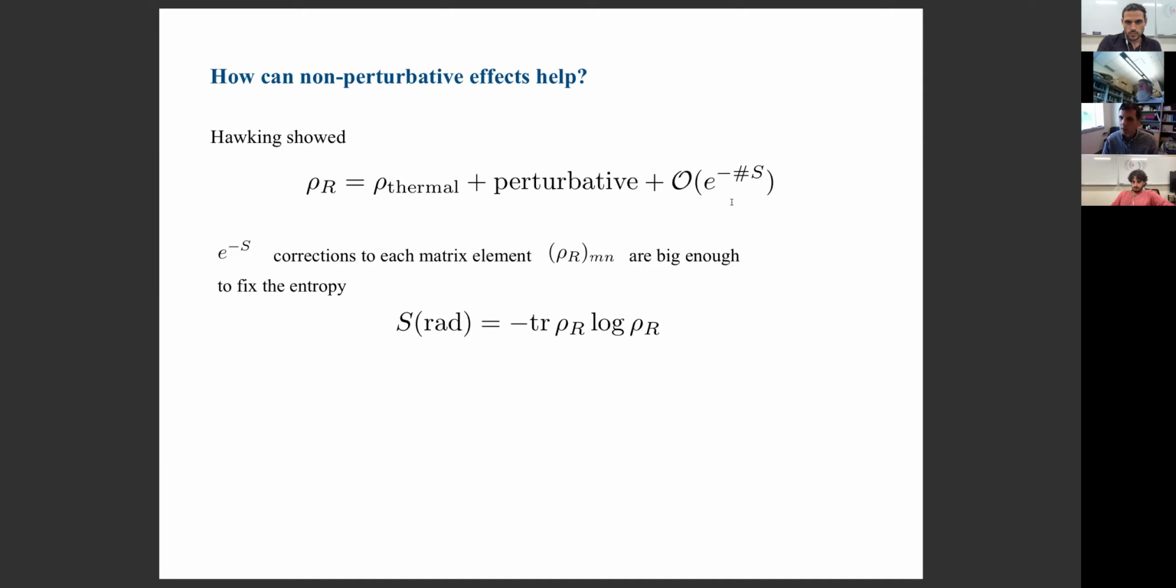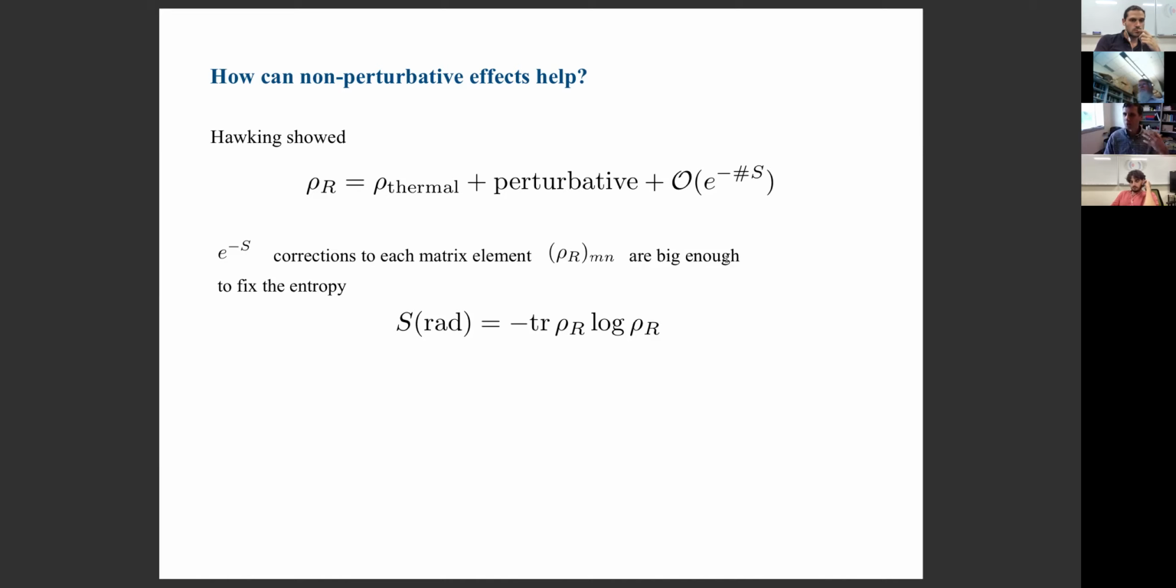And then there could be non-perturbative corrections of order e to the minus S that you can't capture from just doing quantum field theory on a fixed curved background. Now, just as a matter of asking how big the corrections are, it's very easy to see that e to the minus S corrections to each matrix element of this density matrix are big enough to fix the entropy.